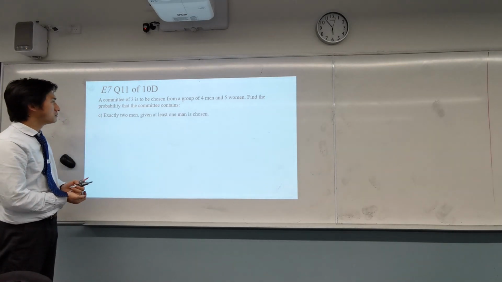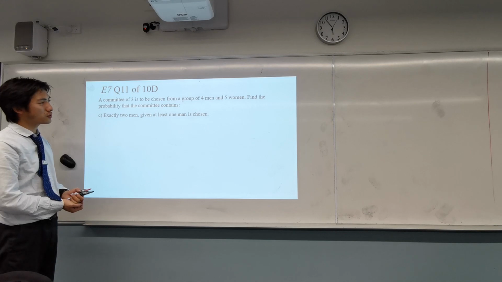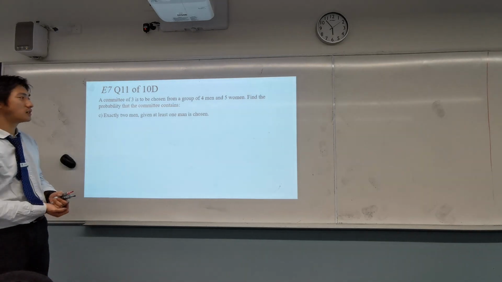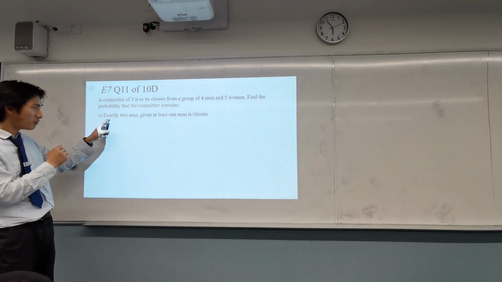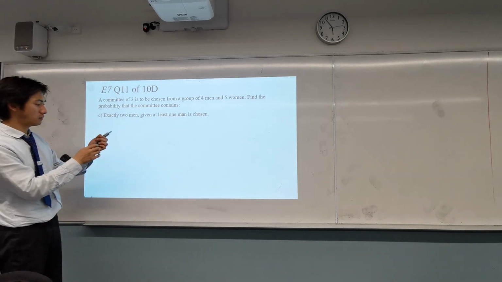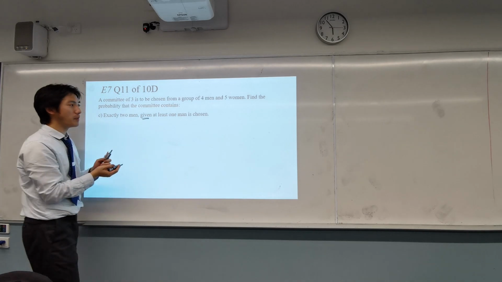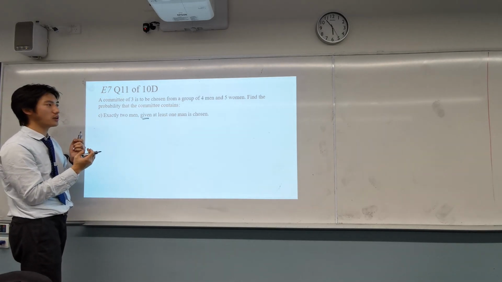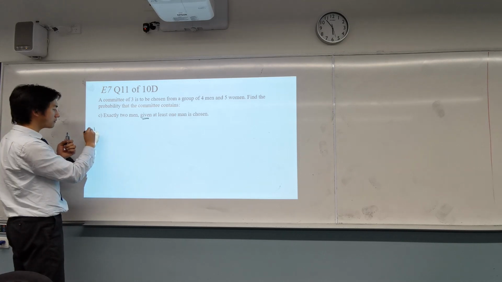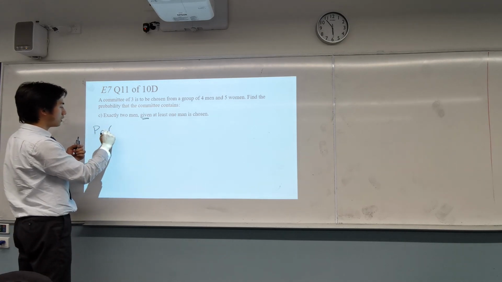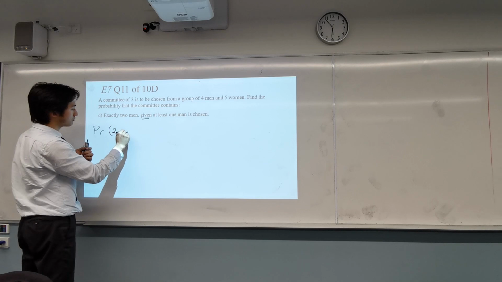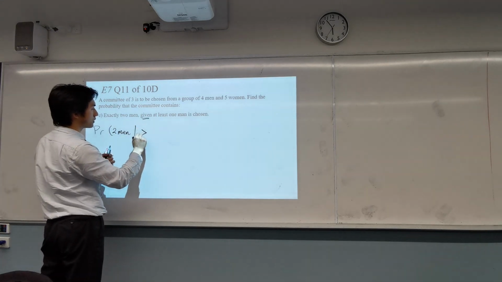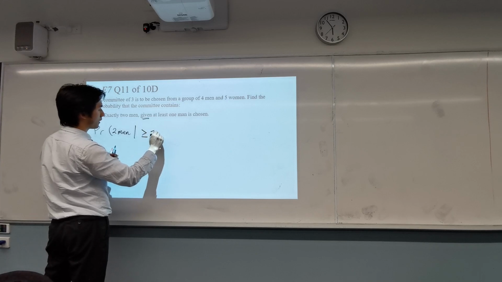Here's the last problem. A committee of 3 is to be chosen from a group of 4 men and 5 women. Find the probability that the committee contains exactly 2 men, given at least 1 man is chosen. That's a conditional probability. Let's set that up properly. The probability of 2 men, given at least 1 man.